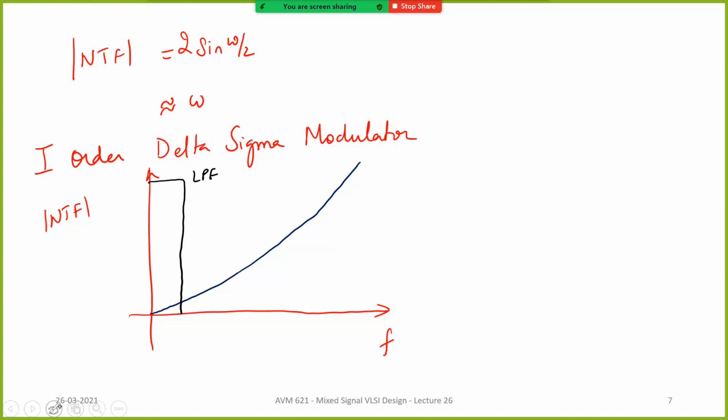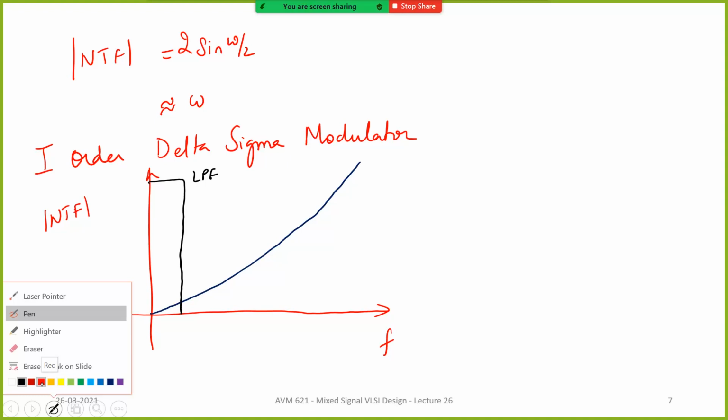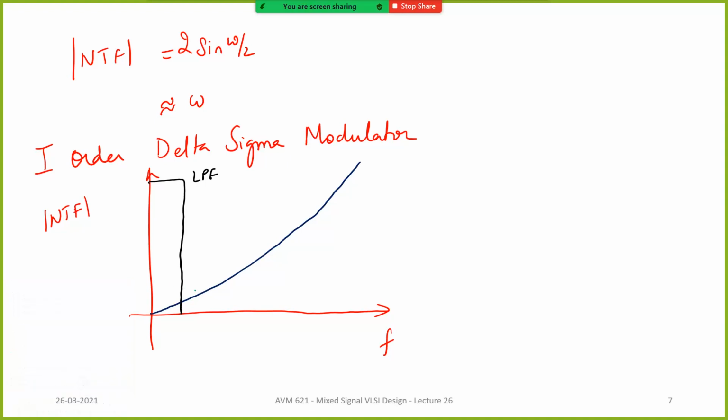Before you did noise shaping, if you take, let's say, the single sided spectrum, your quantization noise was something like this. Let me say this is my OSR times F Nyquist by 2. So this is how my quantization noise was.